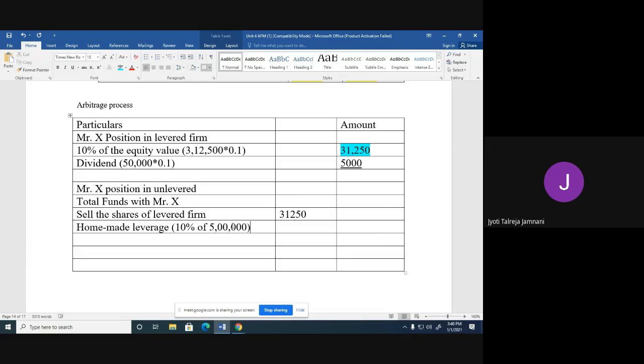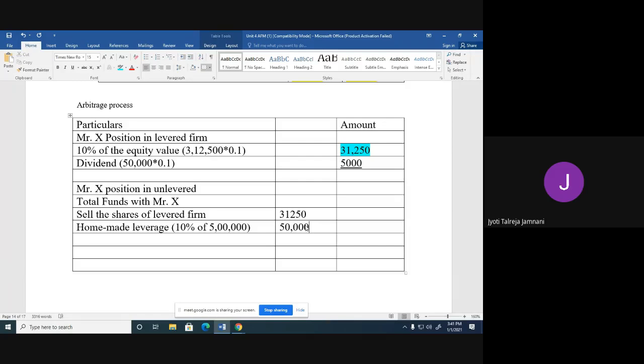Same is happening here. Mr. X is saying both the firms are identical. So in firm L, if I had 10% risk of the total borrowing, which is 5 lakh rupees, I will carry the same risk to firm U. So I will borrow 10% of 5 lakh rupees in my own name and I will go to firm U. So 10% of 5 lakh rupees is 50,000. So this is what he will borrow.